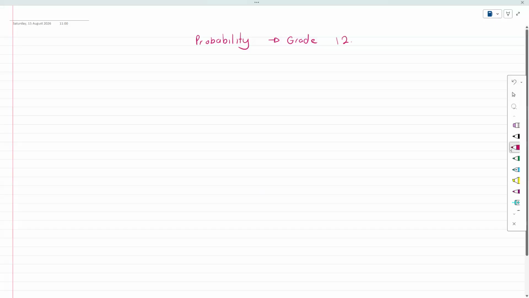Okay, probability grade 12. There are two parts: Venn diagrams and tree diagrams. That will be one question that comes from grade 11. We can always go back and recap that.